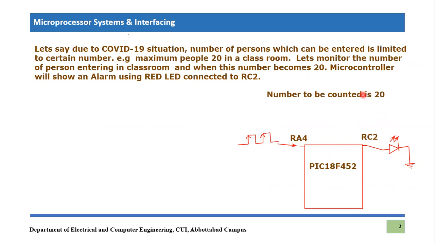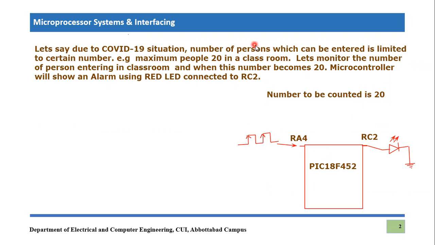So we need to count up to 20. So you know that 20 is what? 20 is a number which can easily be represented by 8 bits. So we do not need to use the counter or a timer in the 16-bit mode. Rather, we will be using it in an 8-bit mode, right?